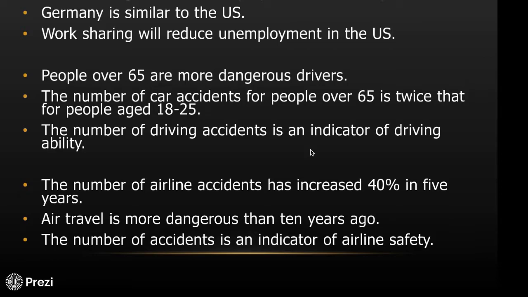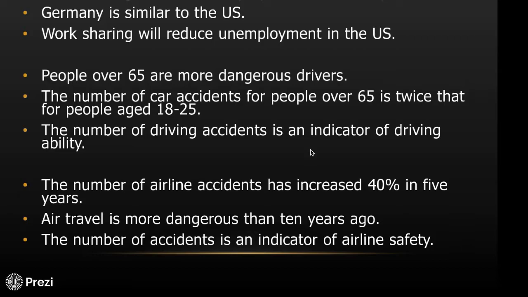What's our evidence that is supporting that, Jeremy? The number of car accidents. So essentially, how are you proving, how are you supporting that people over 65 are more dangerous drivers? Well, if they're 65 or older, they get in more accidents than people who are younger. What is the implicit connection then between the 2? That would be, well, the number of driving accidents is an indicator of driving ability.